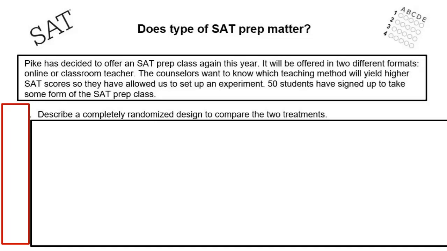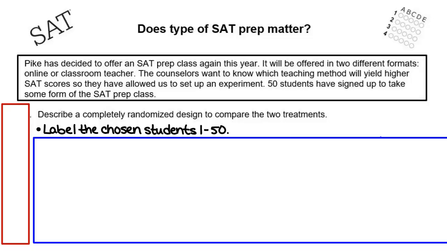So what is the first thing we need to do if we are going to do a completely randomized design? We're going to assign 1 through 50 to each student. Label the chosen students 1 to 50.